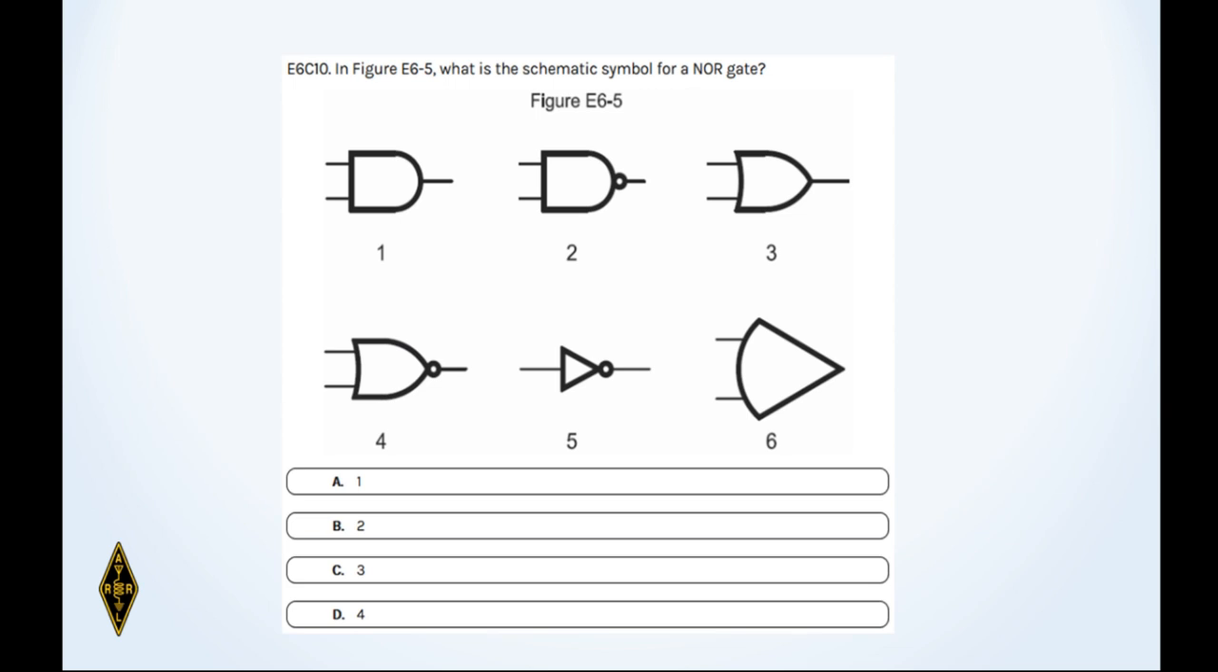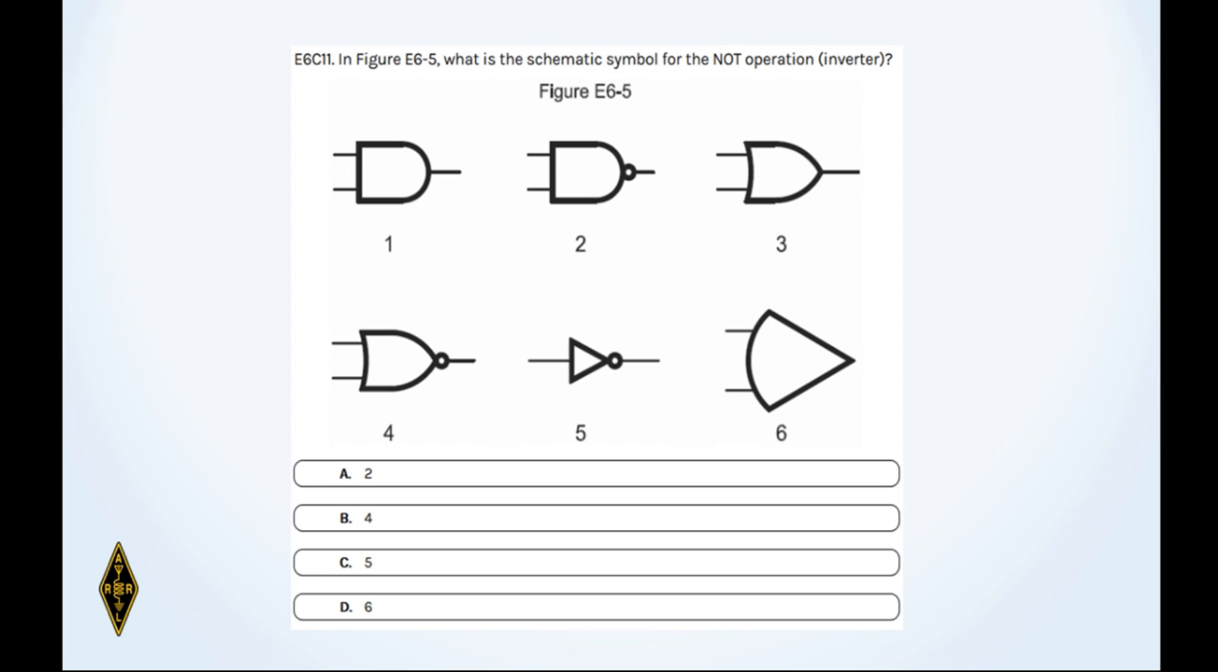All right, schematic symbol for a NOR gate. So it's an OR gate, so it's curved, and then it's got the dot on the output making a NOR, so it's number four or D. And what is the schematic symbol for the NOT operation? That's an inverter, so that's number five, so that would be C. And what is BiCMOS logic?